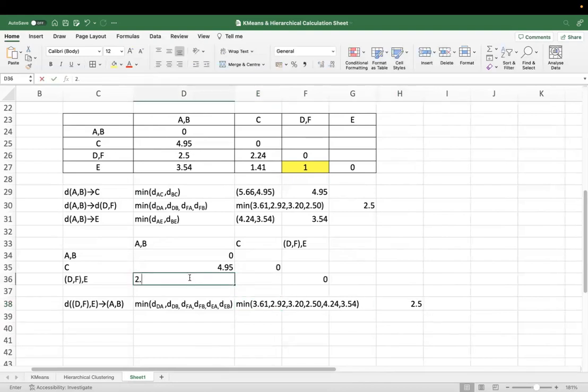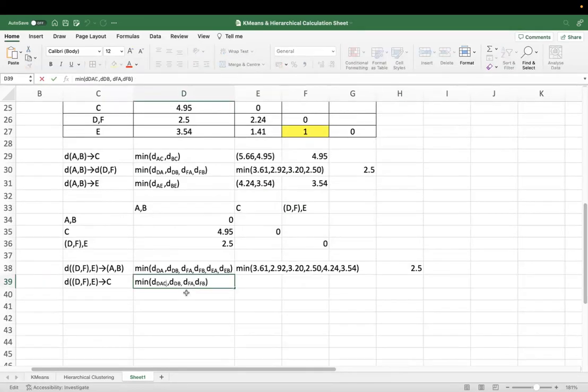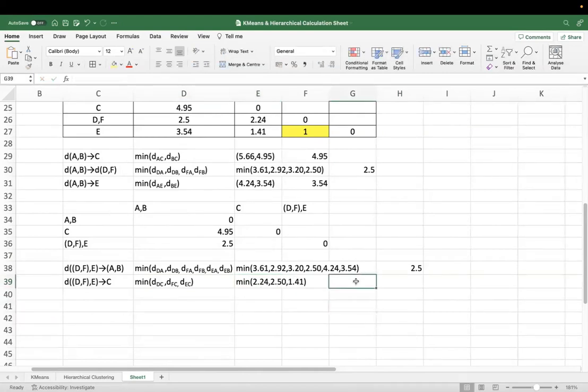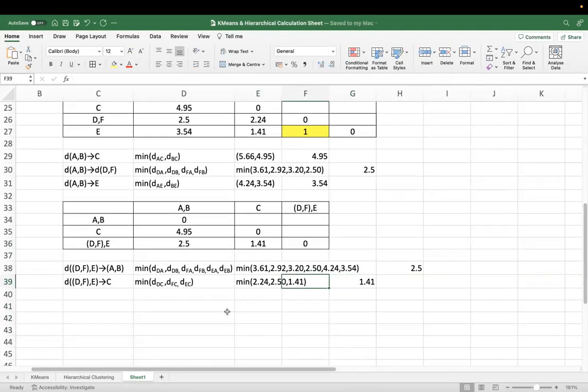This would be 2.50. Then DFE to C, min of DC, EC, FC, which is min of 2.24, 2.50 comma 1 point something, and the min is 1.41. So we will fill this as 1.41. Now the lowest is 1.41, so DFE and C.